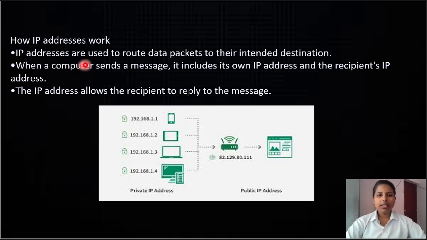The IP addresses are used to route the data packet to the intended destination. As I told, we have to send the data communication from one place to another place. So the IP address will route that, showing the path where the data is to be sent to reach a destination. And when a computer sends a message, it includes its own IP address and the recipient IP address. The IP address allows the recipient to reply to the message, which means the recipient can send a reply to what we sent in the communication message.